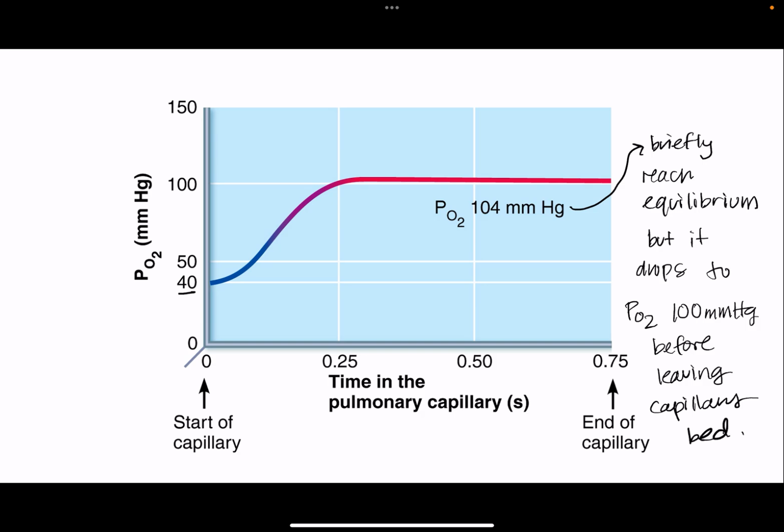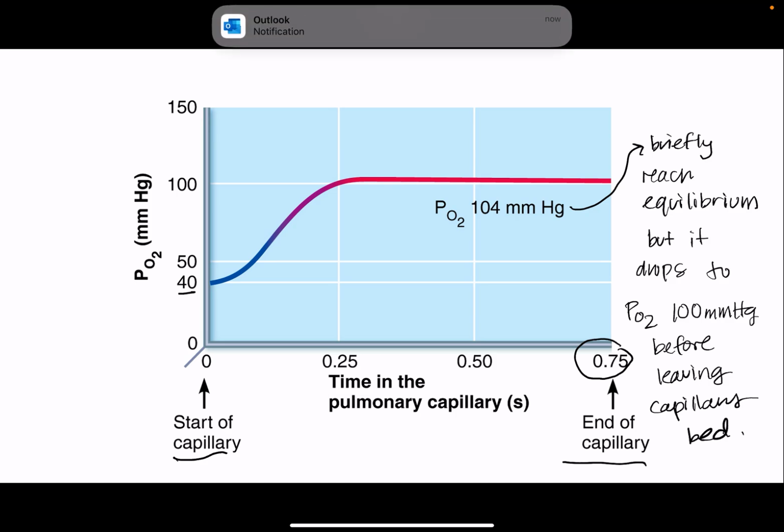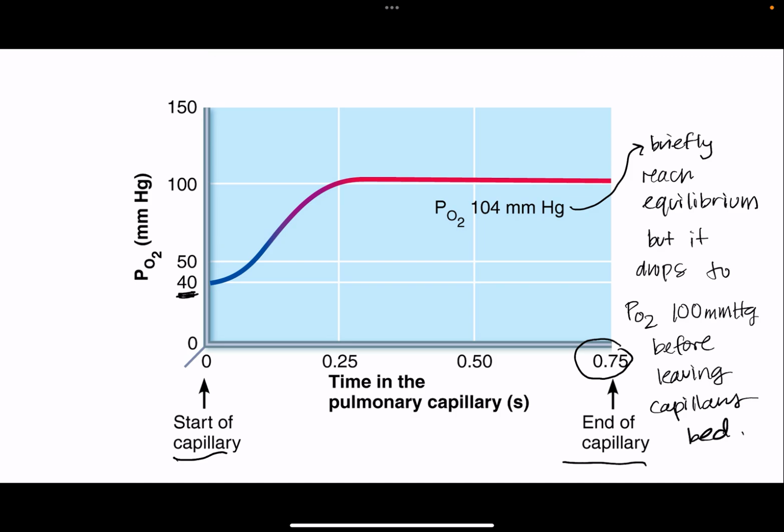So what this tells you is that for the blood to go from the arterial side to the venous side, to make it all the way through the capillary bed, to get from one side to another, it takes 0.75 seconds. Not even a whole second does it stay in that capillary bed. So from the start of the capillary bed to the end of the capillary bed, it's only 0.75 seconds. But you can see on this diagram here, we start at 40 in deoxygenated blood, and it only takes us about a third of that time to get all the way up to that 104.